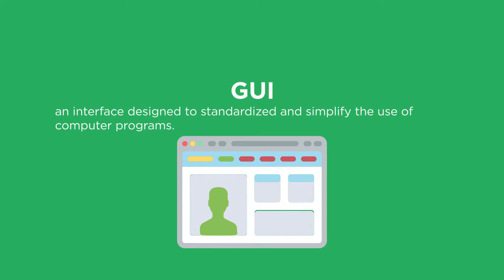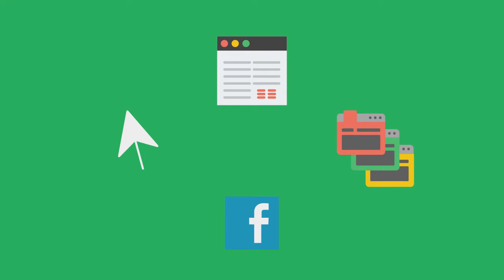Another important function that an operating system offers is a GUI, or a graphical user interface. A GUI is an interface designed to standardize and simplify the use of computer programs, by the use of graphical elements such as a mouse pointer, icons, menus, and windows, making it easier for the user to navigate and interact in a computer.